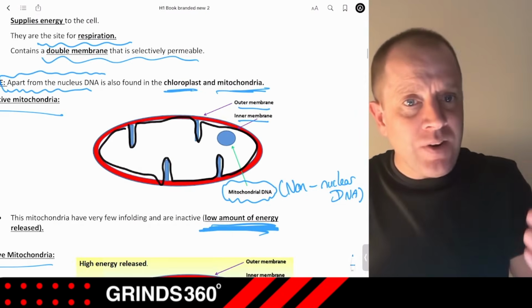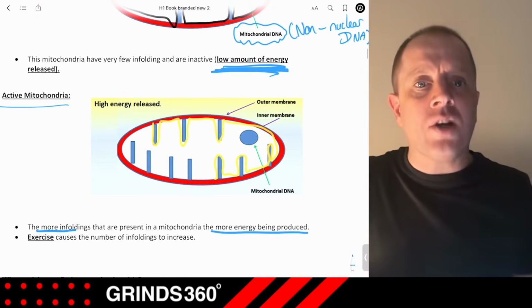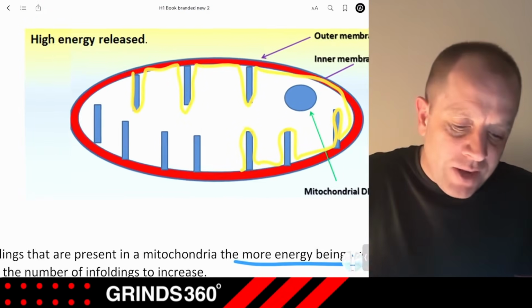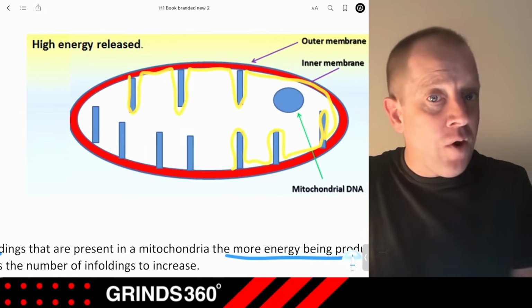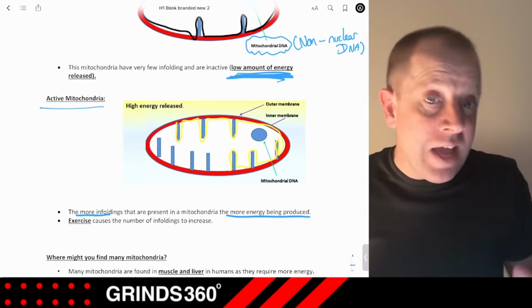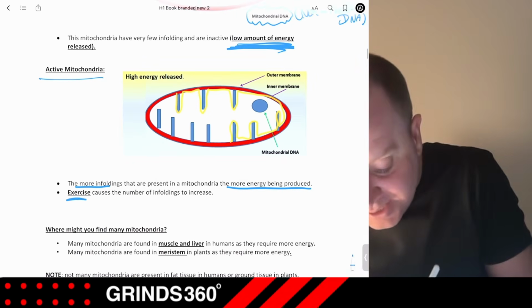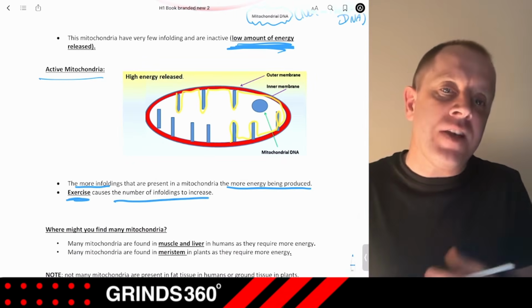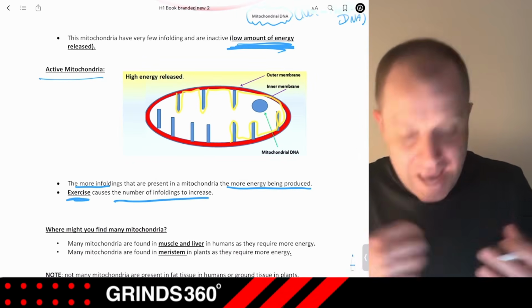Okay? But then you go for a little walk. And when you go for that little walk, you feel more energized. Because now your mitochondria look like this. And therefore, more inner membrane means more electron transport chains, and therefore more energy can be released. So exercise can increase the number of infoldings in that inner membrane, so more energy is being released.